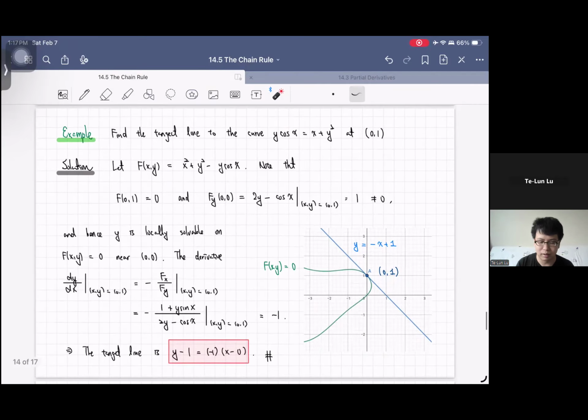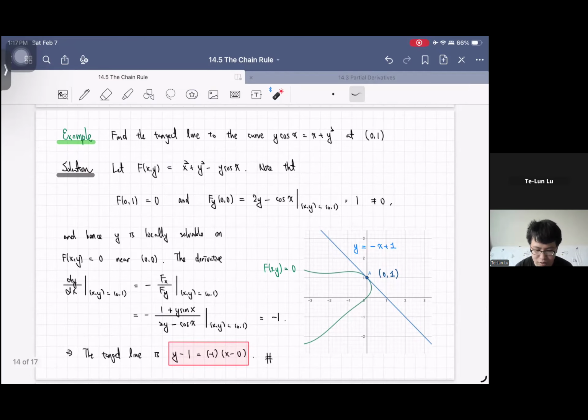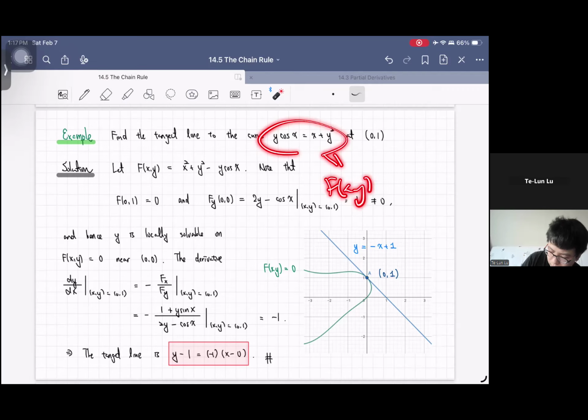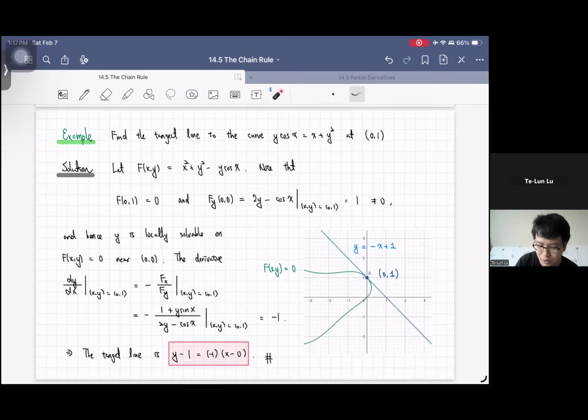So again, the important part is the example. So let us do some examples. First of all, I want you guys to find the tangent line to the curve y cos x = x + y squared at the point (0, 1). So let us first fit this back into the implicit function theorem setting. If we set f(x, y) to be this guy, which is simply subtracting this to here, then this is basically saying f(x, y) = 0, right? And just to note that this is an example where we cannot actually solve for y because there is some transcendental function. You cannot solve y equals something, something, something.